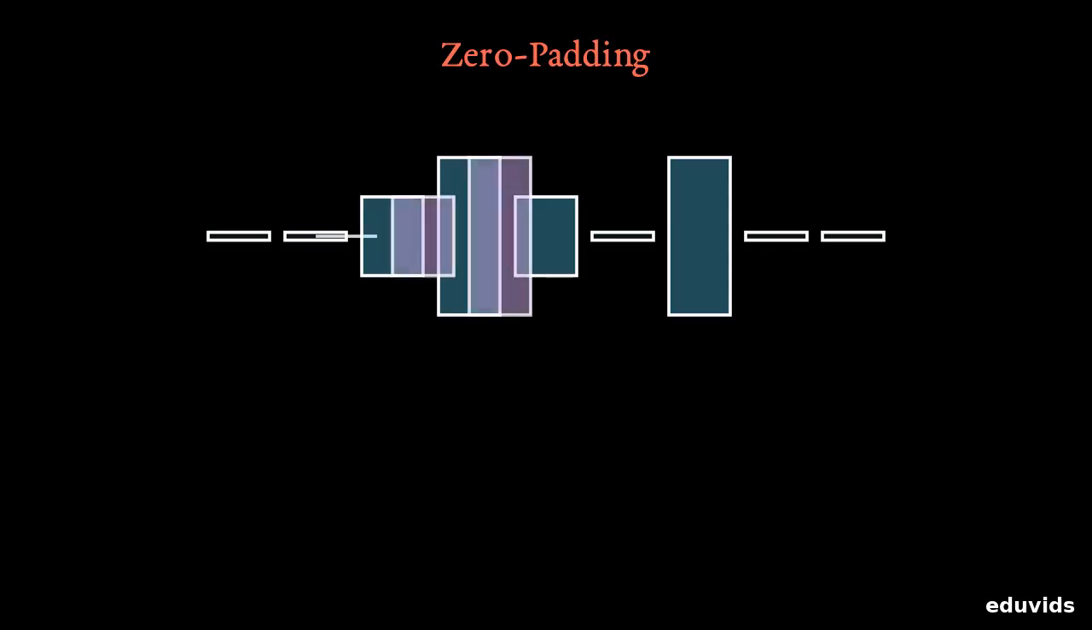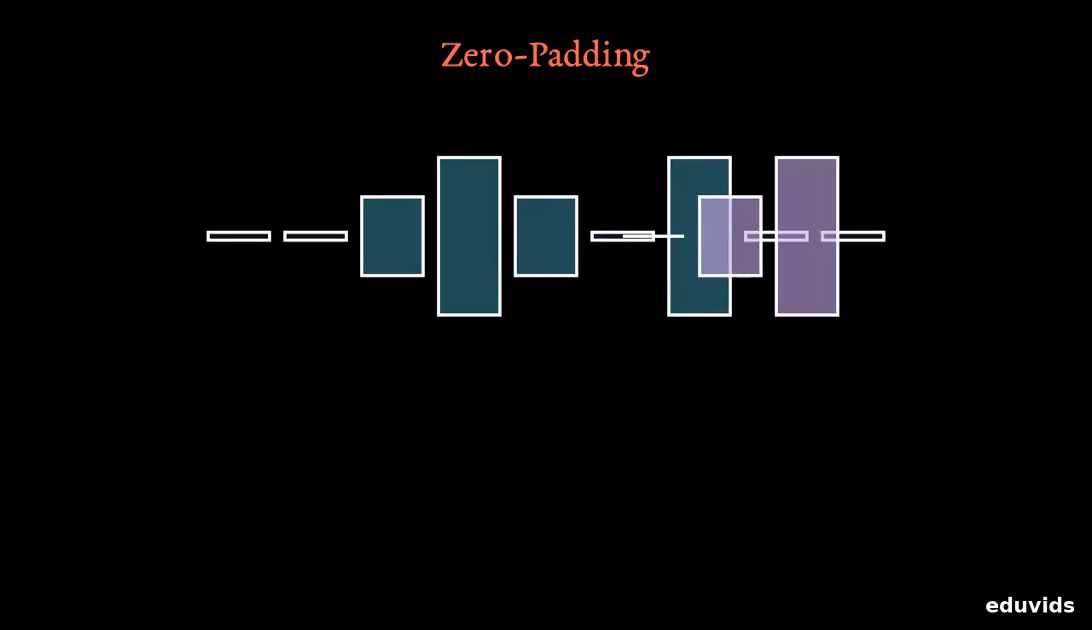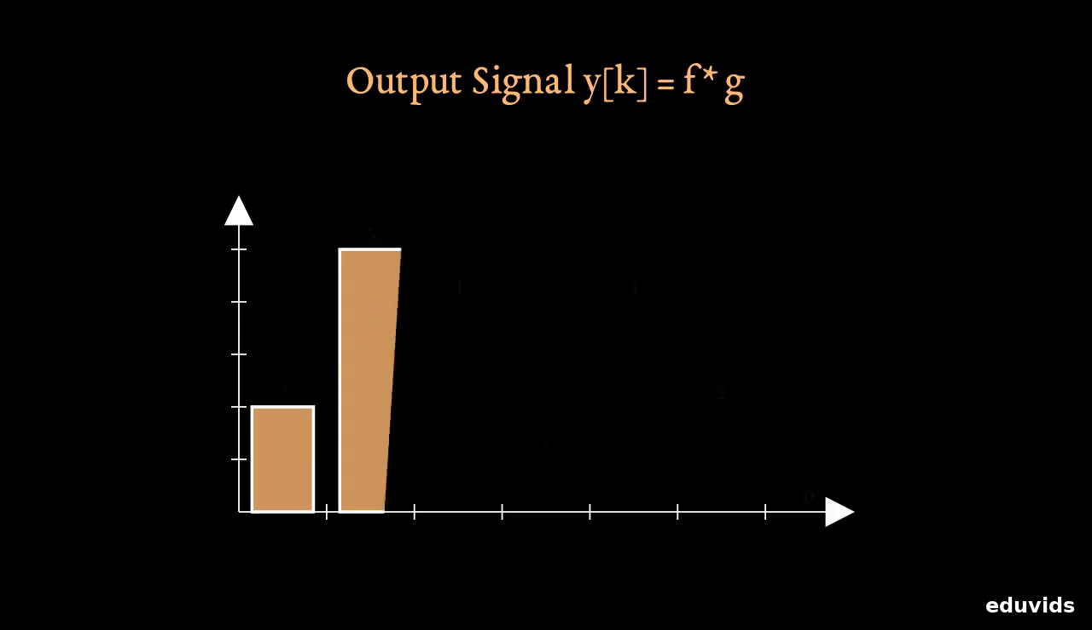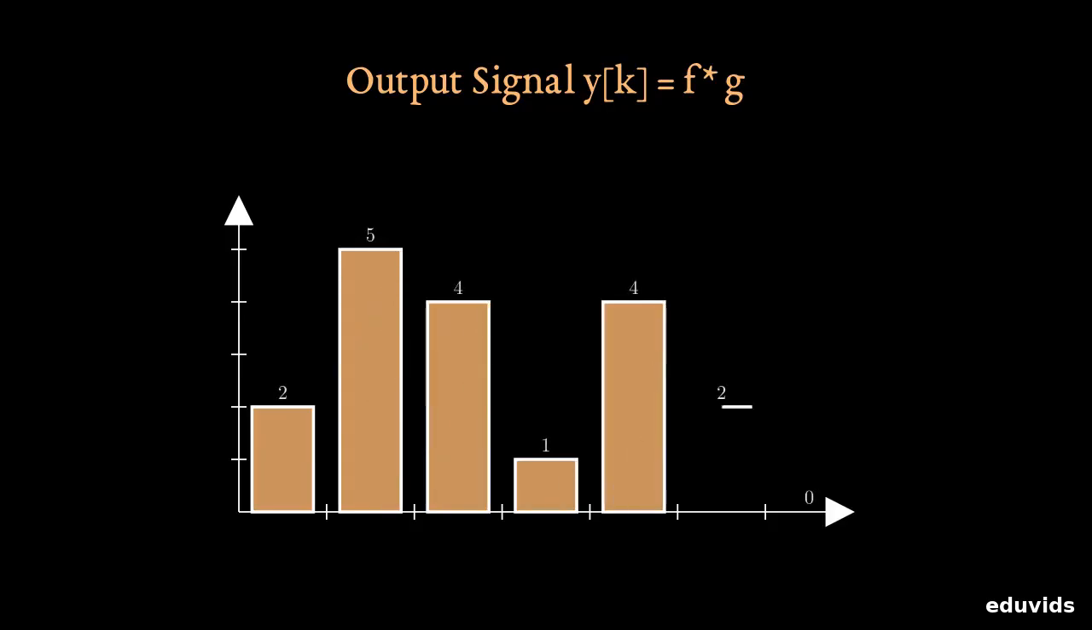Fourth, we slide the kernel one step to the right and repeat. If the kernel extends past the edge, we treat those missing spots as 0. This is called zero padding. We keep sliding, multiplying, and adding until the kernel has moved across the entire signal. We repeat this for every position until we have a full new list of numbers.